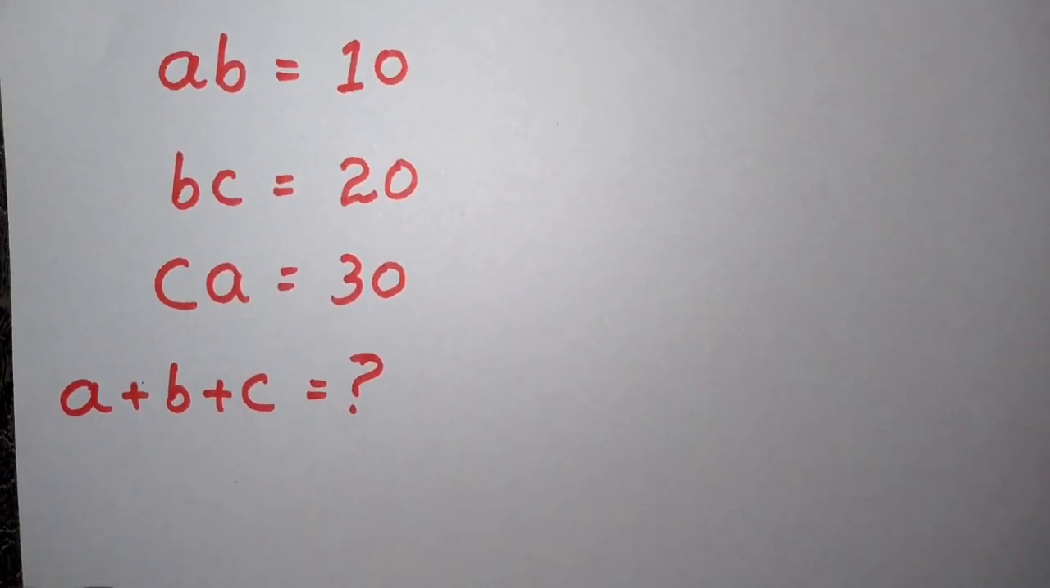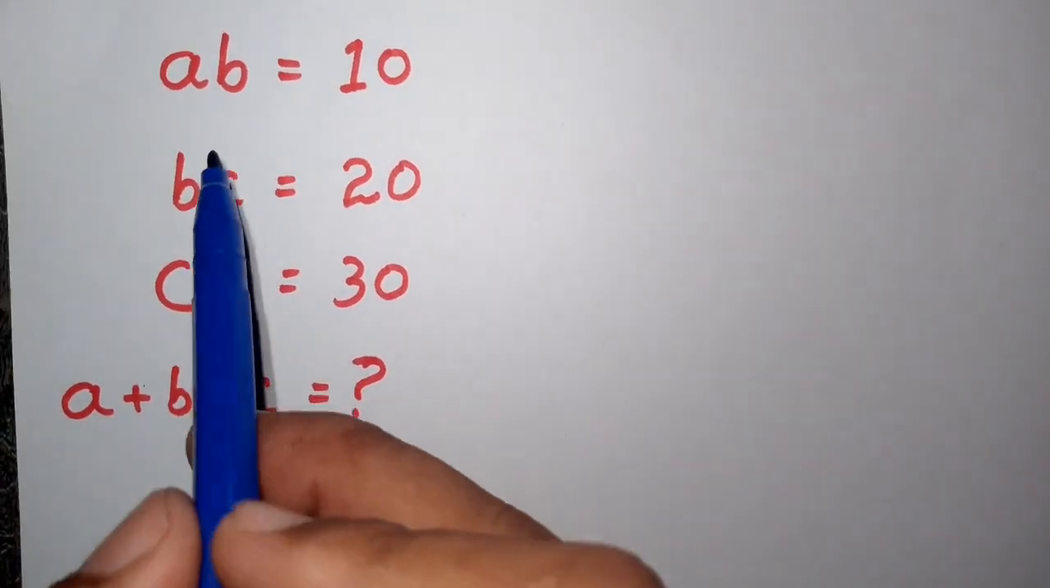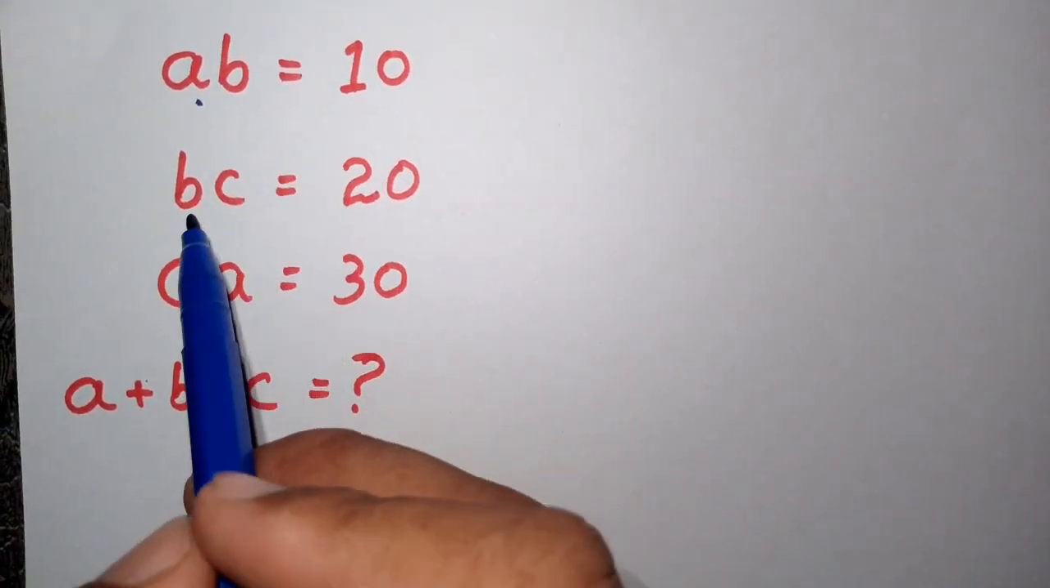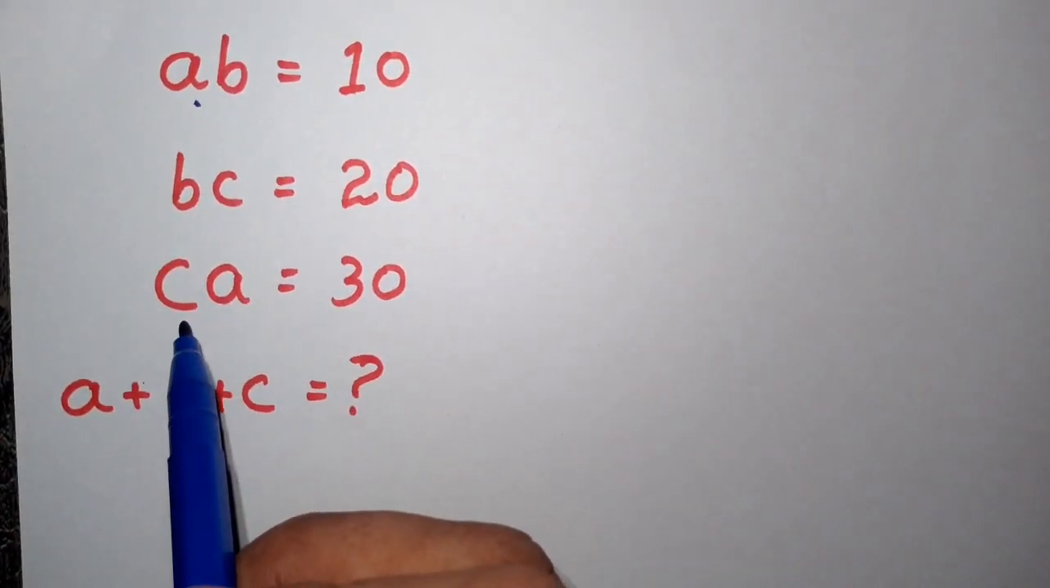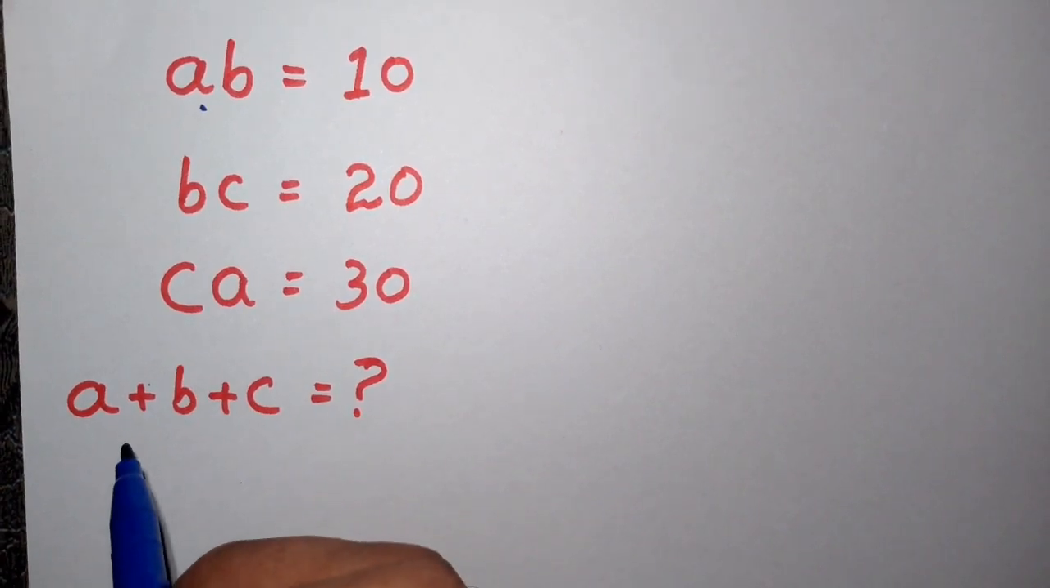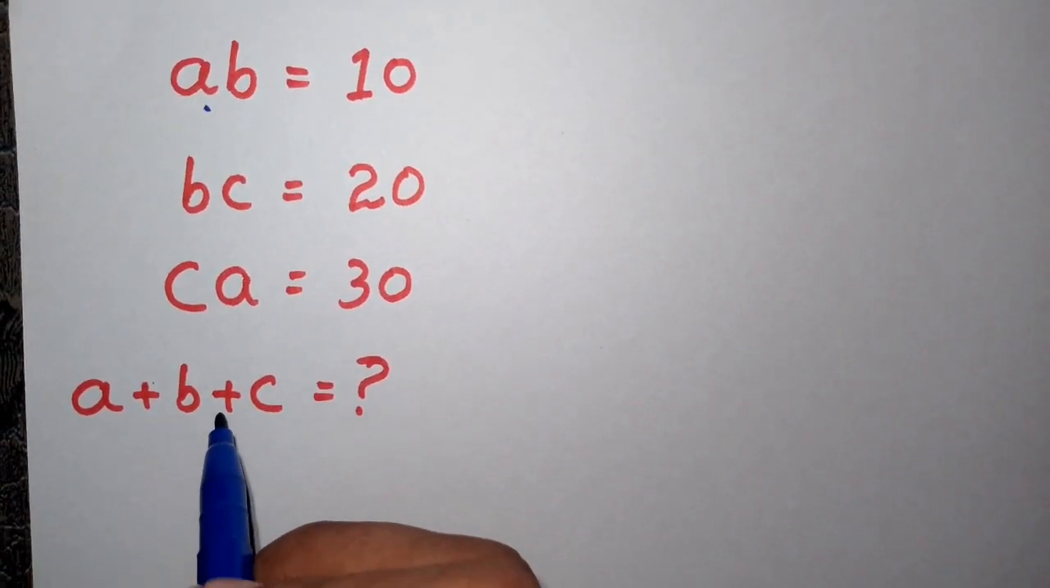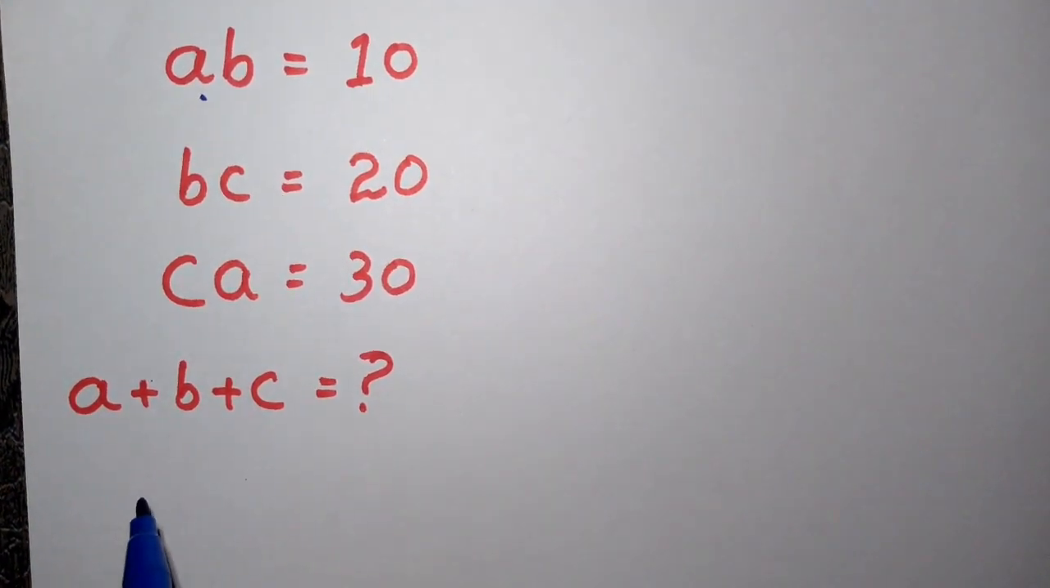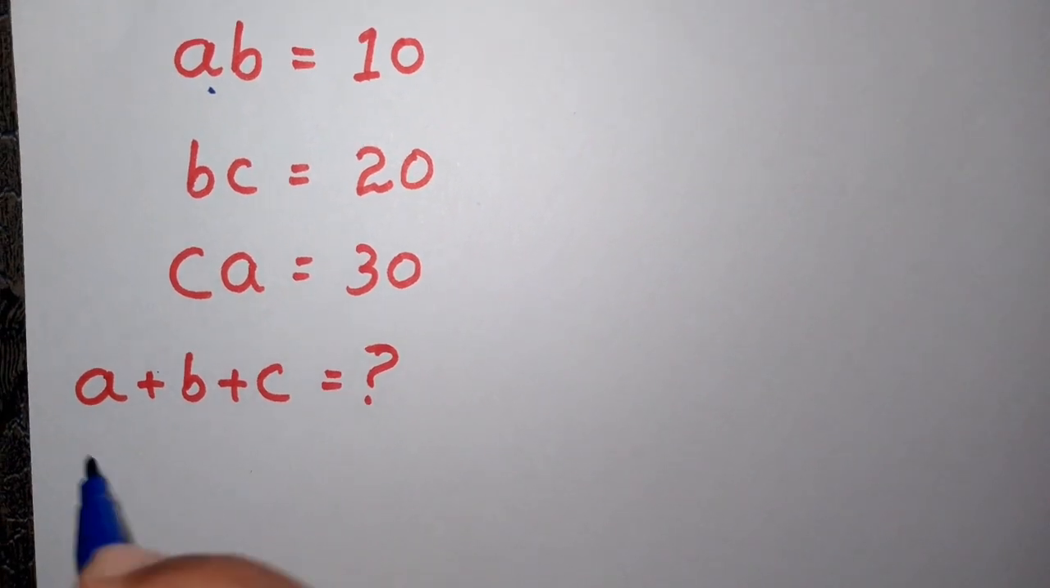We have to solve a most interesting question: AB is equal to 10, BC is equal to 20, CA is equal to 30. We have to find A plus B plus C. So I am going to solve this question.